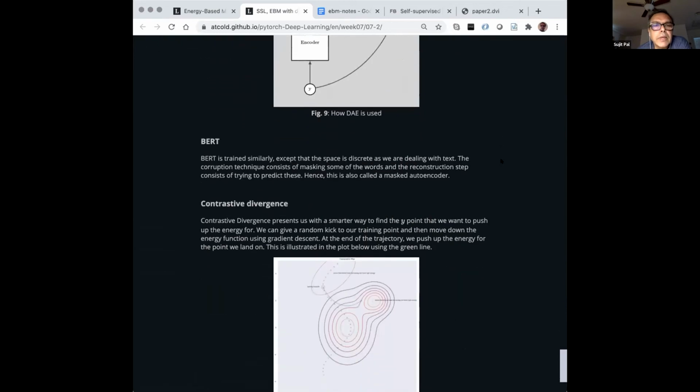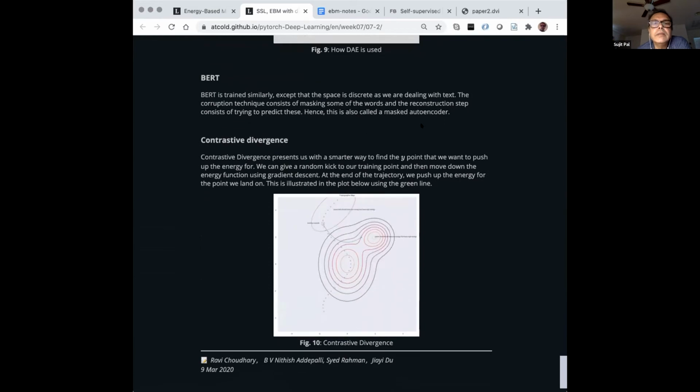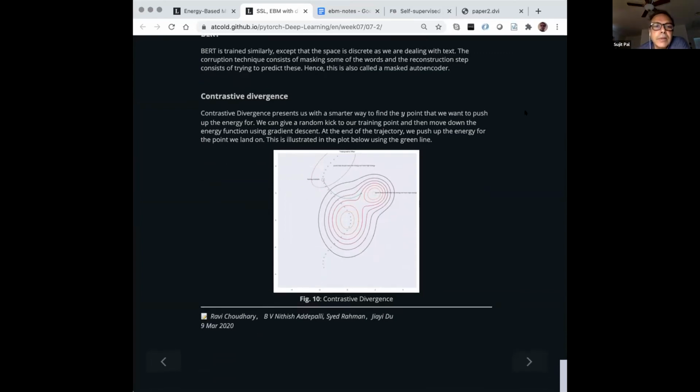And he talks about BERT in passing. He says BERT is trained similarly, except that the space is discrete, as we are dealing with text. The corruption technique consists of masking some of the words, and the reconstruction step consists of trying to predict these words. We know that, right? I mean, BERT is kind of, yeah.